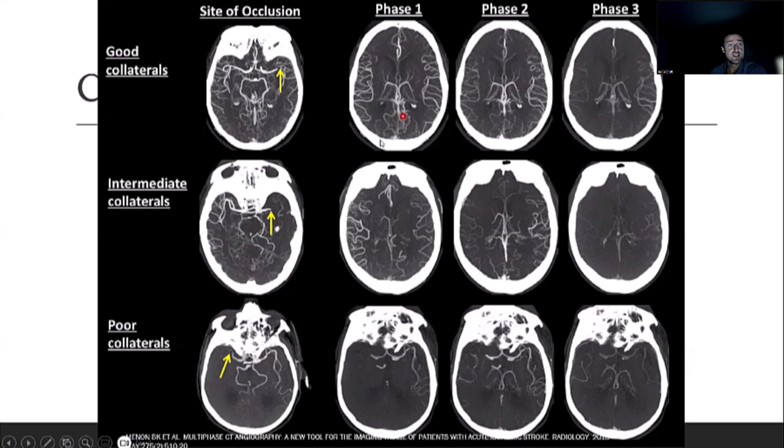Okay, so here is a comparison. So good collaterals, obviously we have nice filling on the arterial phase, still good filling on the second phase. Intermediate collaterals, we're starting to get decreased caliber on the initial phase. We get normal caliber on the second phase, but slightly diminished caliber in a few areas. And then for our poor collaterals, obviously we have very poor filling, only a few vessels. This would be a collateral score of 1.